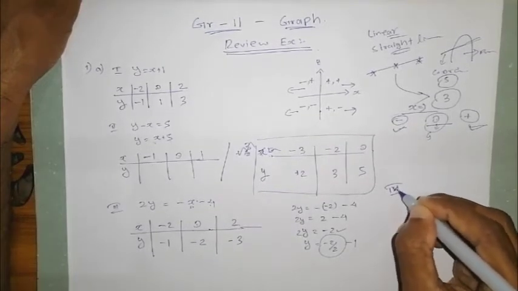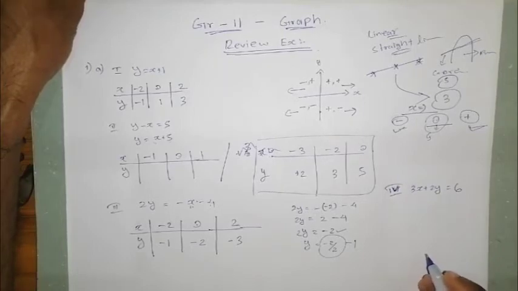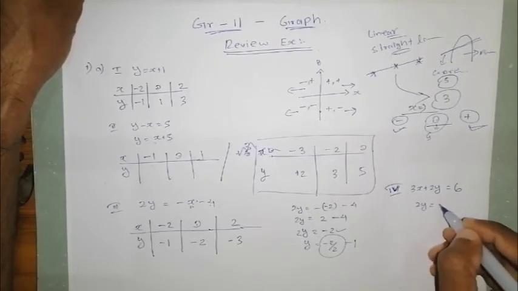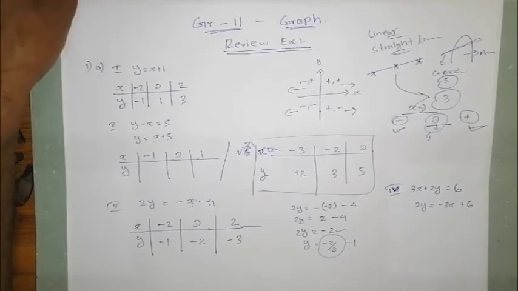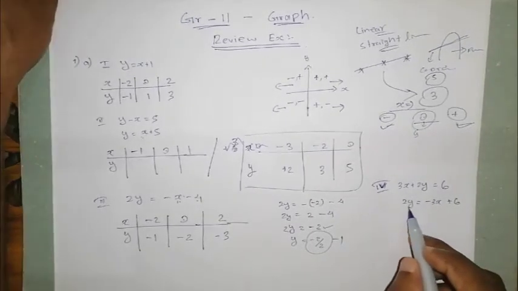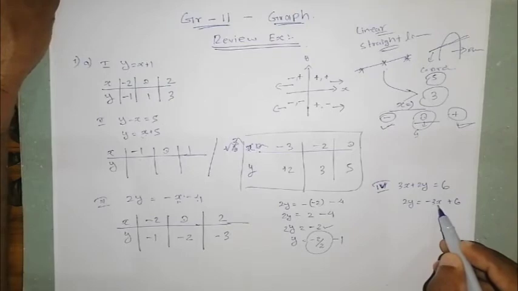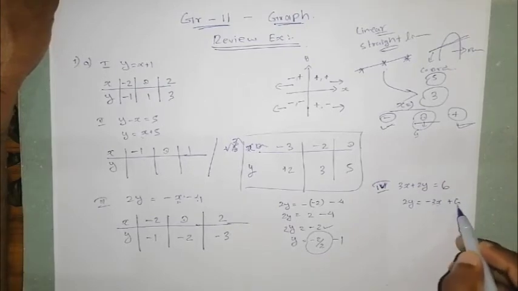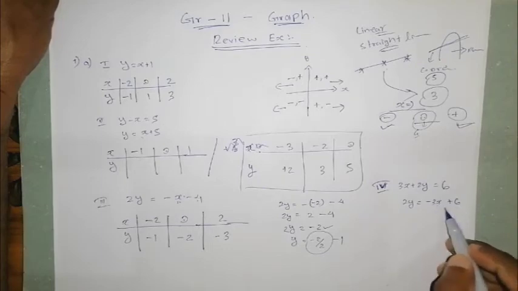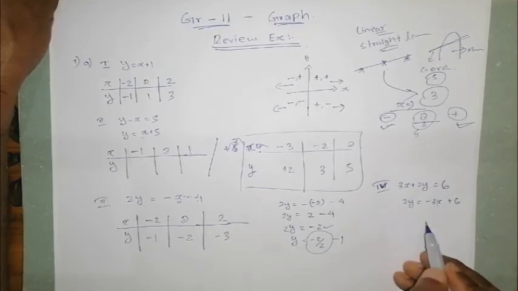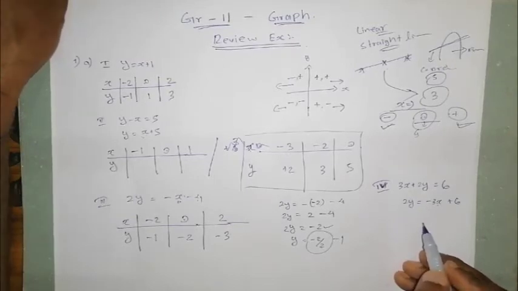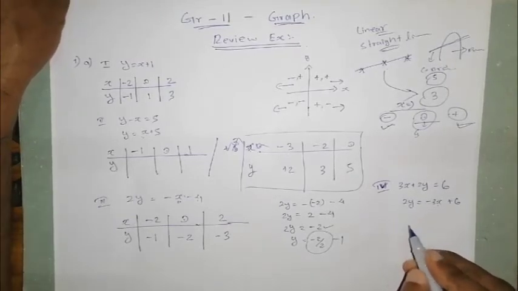we have 3x plus 2y equals 6. So 2y equals minus 3x plus 6. The same case here, if you substitute any values for x, if the result is an even number, you can easily divide it by 2. Okay, so I'll take the same values.